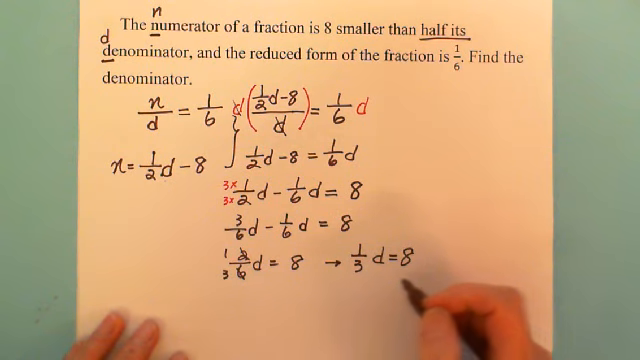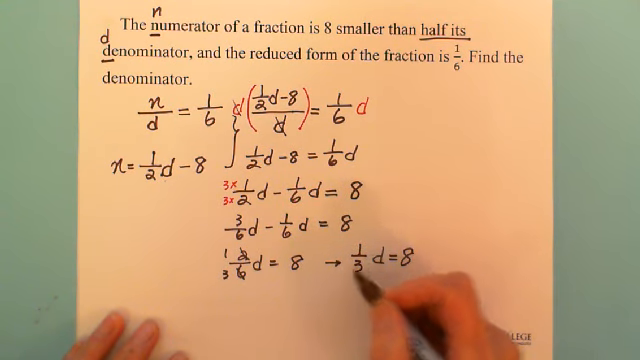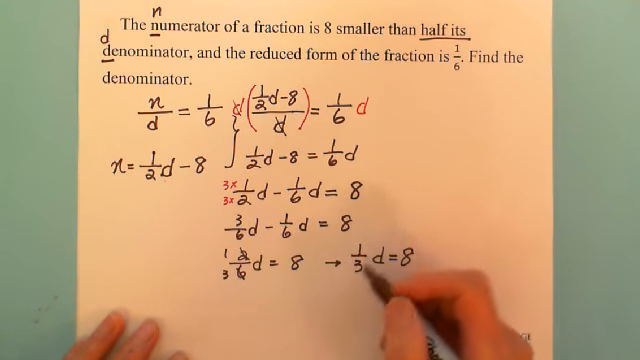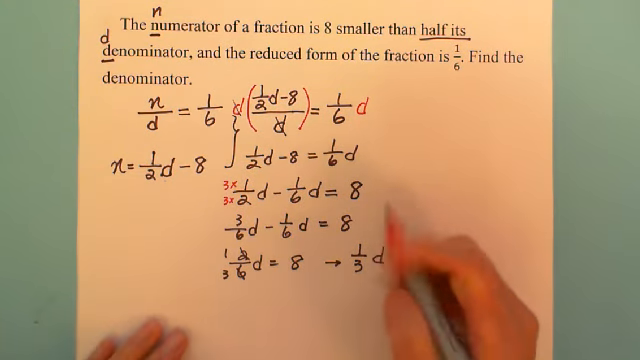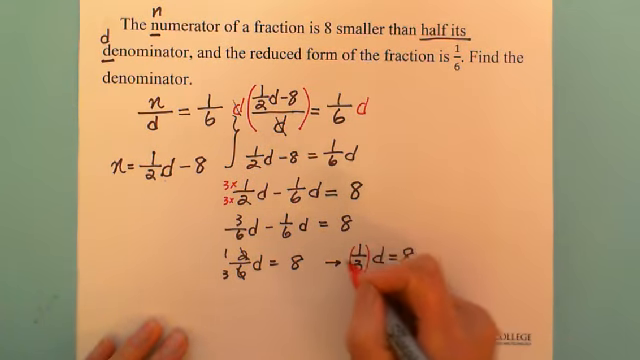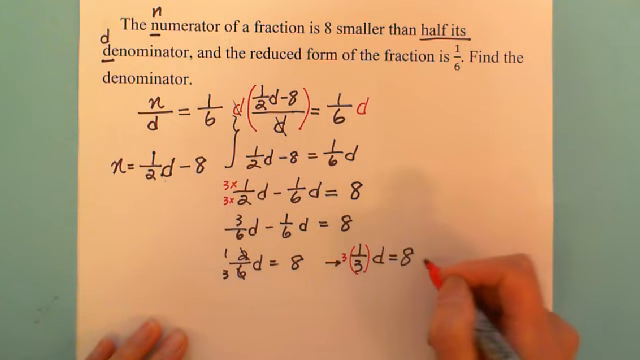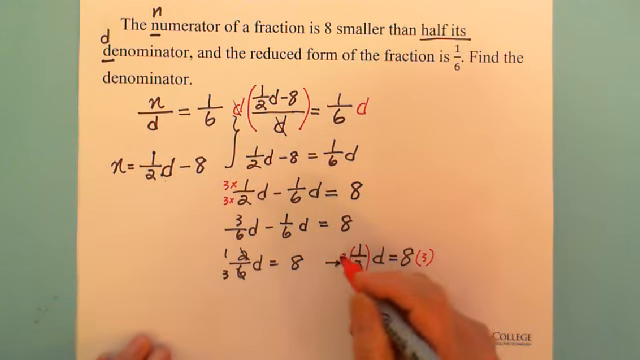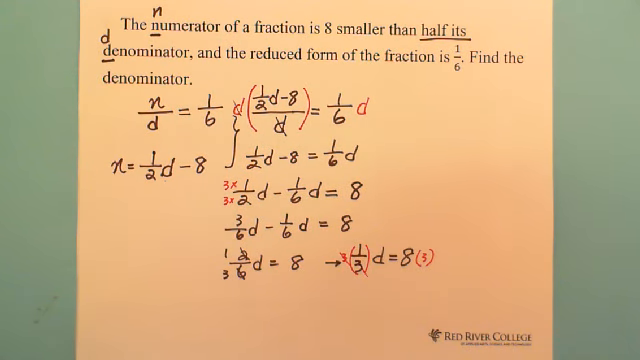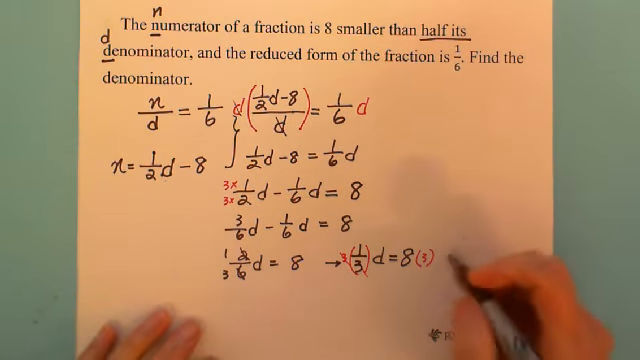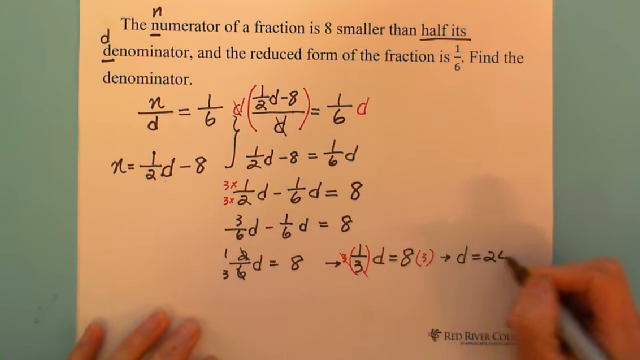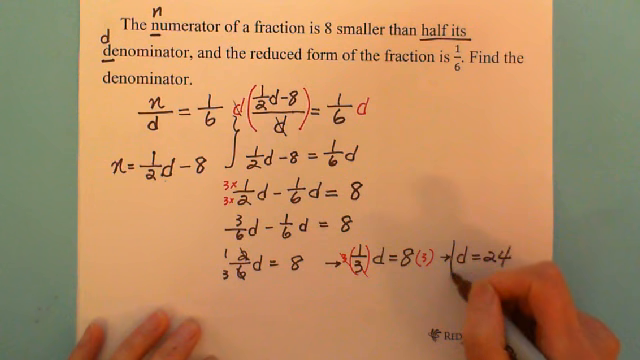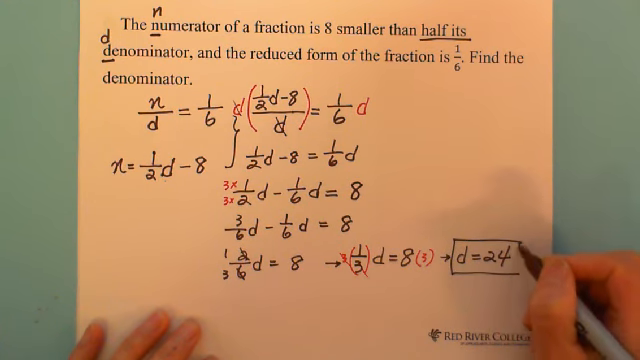In this situation, you eliminate the denominator by multiplying by 3, because it's 1/3. I want to solve for d, so I multiply by 3 on both sides to eliminate the denominator. Then you have d equals 24. So the denominator is 24.